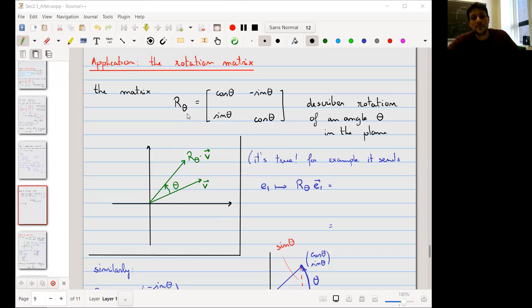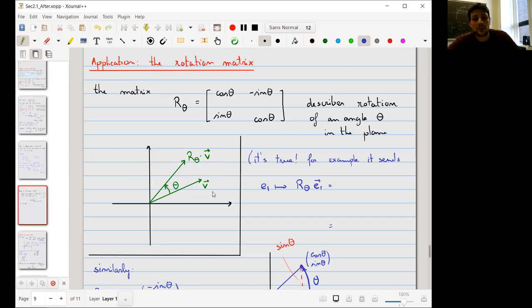So fixed an angle theta, the rotation matrix of theta is the matrix cosine theta, sine theta, minus sine theta, cosine theta. The reason why this is called a rotation matrix is that it describes a rotation in the plane of angle theta. Here's a picture of how the matrix would look. If I take any vector v in the plane, I can apply the matrix by multiplying the vector to it, and what I would get is a copy of v rotated by an angle theta.